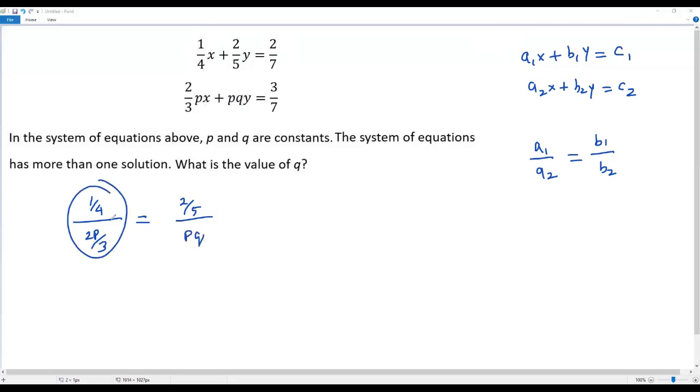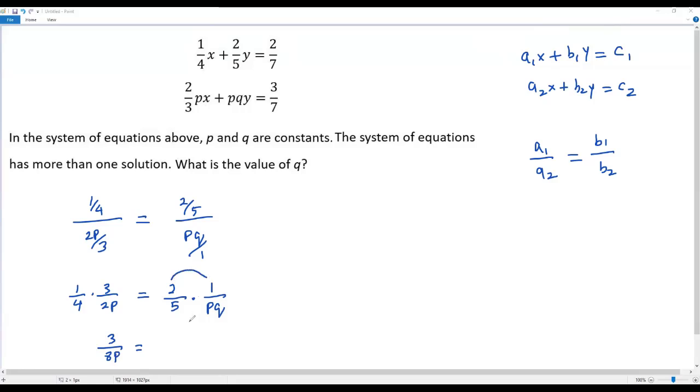Okay, for that let's simplify the fractions we have. Let me write the fraction 1/4 as it is, and I change this division as multiplication. When I do so, I have to take the reciprocal of 2p over 3. So that is 3 over 2p equals, now I write this fraction 2/5 as it is. I change this division as multiplication. Now I have to get the reciprocal of this pq. We can assume this pq as pq over 1. When I take the reciprocal, it becomes 1 over pq. Okay, so 1 times 3 is 3 and 4 times 2p is 8p. Then we get 3 over 8p equals 2 times 1 is 2 over 5 times pq is 5pq.